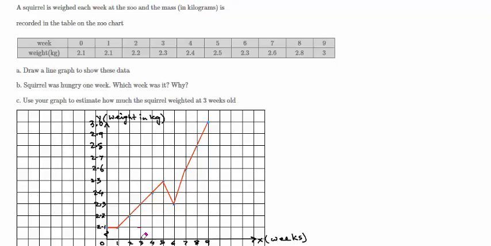And finally, use your graph to estimate how much the squirrel weighed at 3 weeks old. So we need to look at this 3 weeks and then find out the corresponding weight on the graph. As we can see, the squirrel weighed 2.3 kilograms at the 3 week mark. That's how you draw and interpret a line graph.